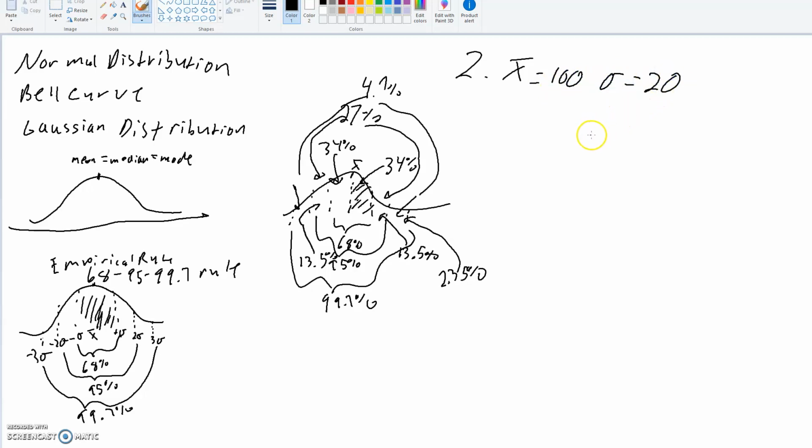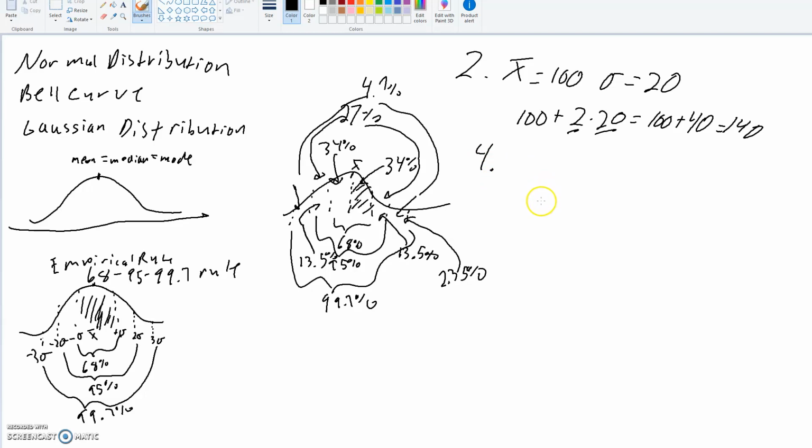Okay? We want to know 2 standard deviations above the mean, so it's 100 plus 2 times 20, or 100 plus 40, or just 140. Okay? So since it's 2 standard deviations, you just take 2 times the size of each standard deviation. That will tell you yours. Nothing too bad there.